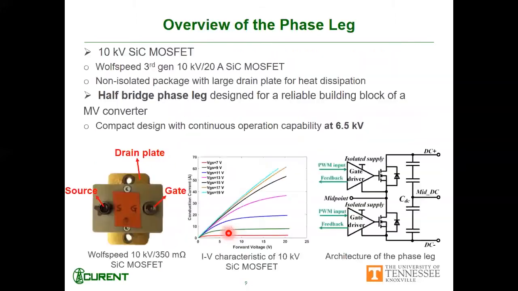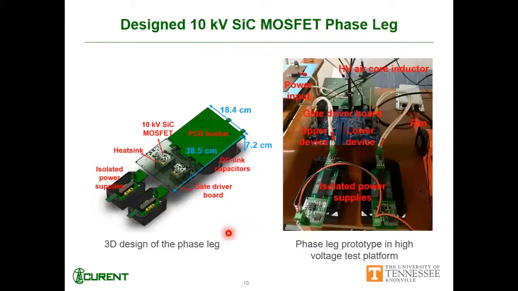So I will talk about the design. Our 10 kV silicon carbide MOSFET is from Wolfspeed. It's actually a 10 kV, only 20 amp device, and it has a big drain plate for heat dissipation. And the design baseline has a rated voltage of 6.5 kV. It's targeted as a reliable building block of a real medium voltage converter. It has a pretty compact design. So we can see here the 3D design of the baseline and also the prototype on the high voltage test platform. So actually the phase leg is designed by the whole team.